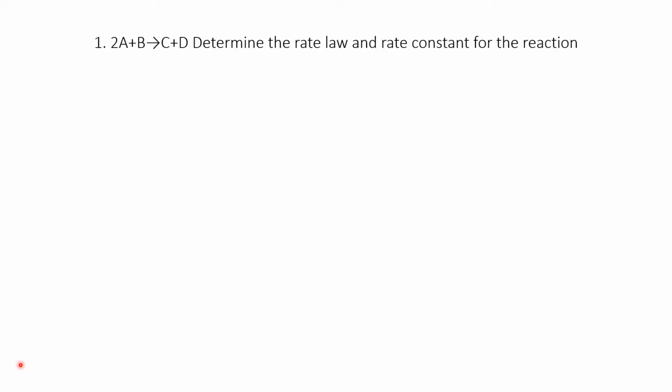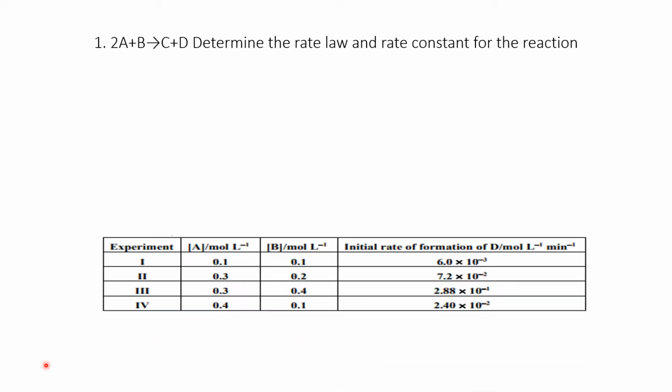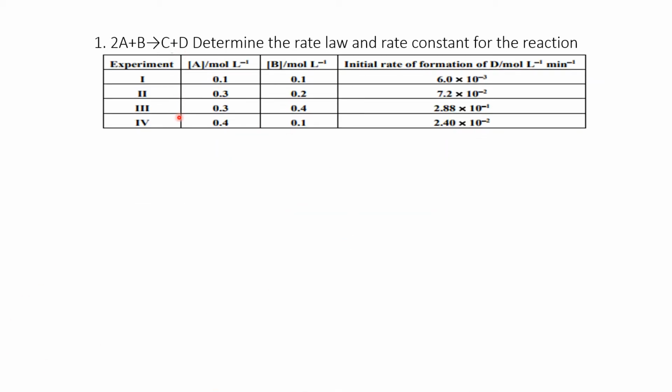The first sum: 2A plus B gives C plus D. Determine the rate law and rate constant of the reaction. A tabular column is there, in which 4 experiments have been done. In the first experiment, the concentrations of A and B and the rate are given, and in the same way the second, third, and fourth experiments. They are asking for a rate law and a rate constant.